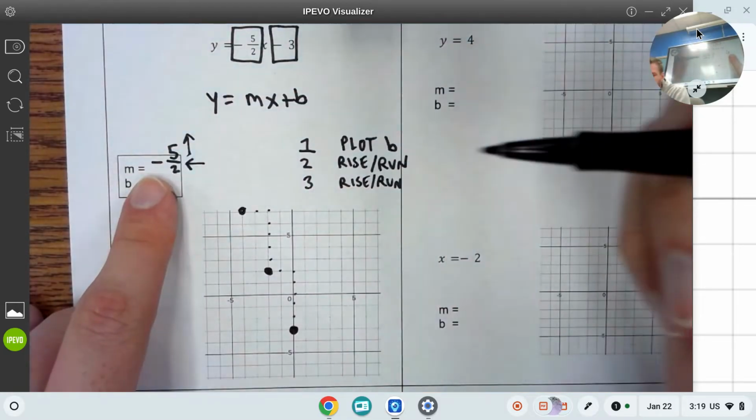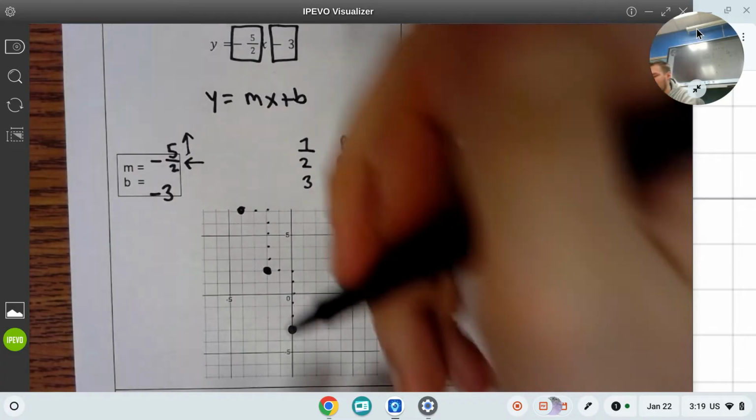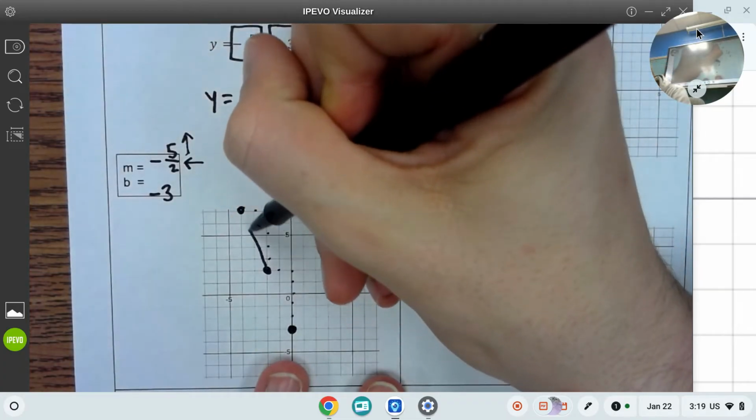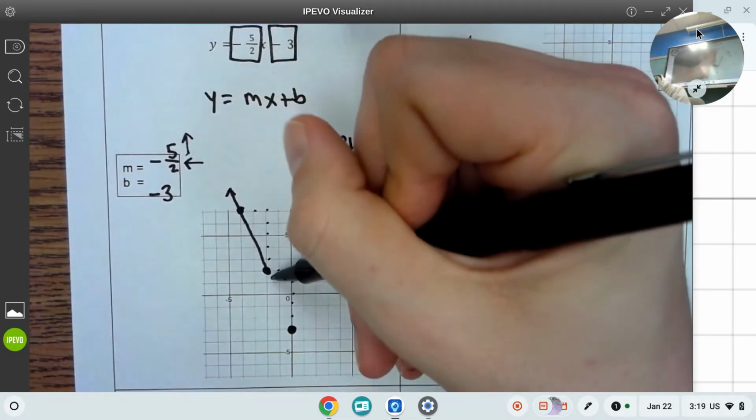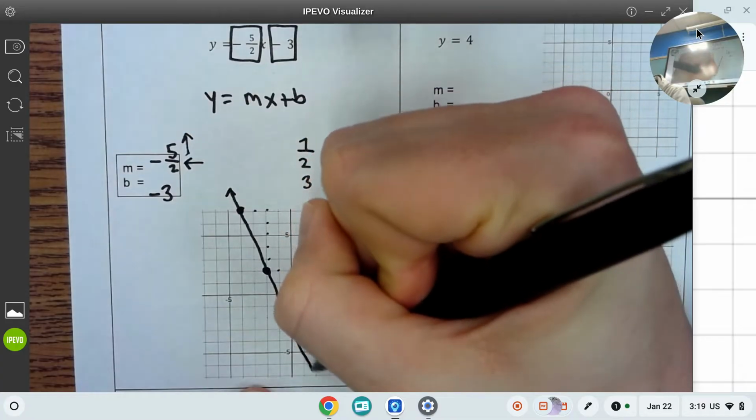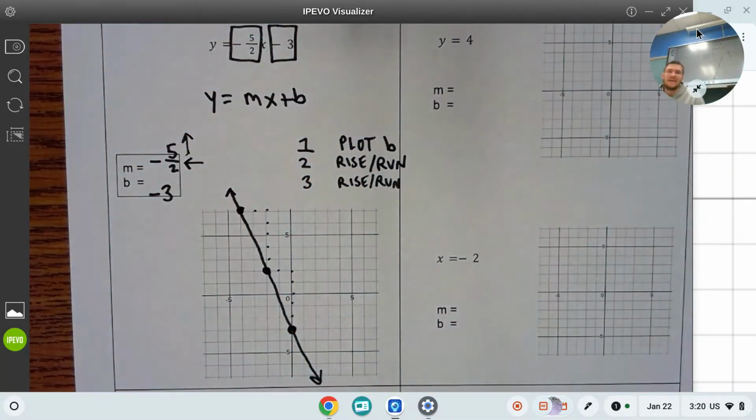There's my dot. I always do the eyeball test, make sure it's in a nice straight line. Nice straight line. Go for it. That's the whole question right there. Get your mx plus b, get your m, get your b, plot it, good to go.